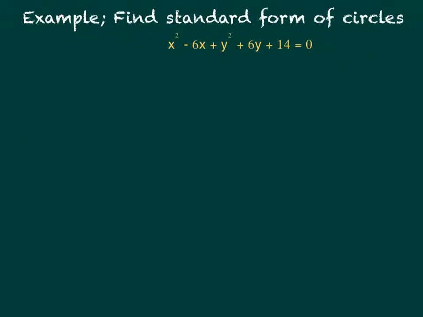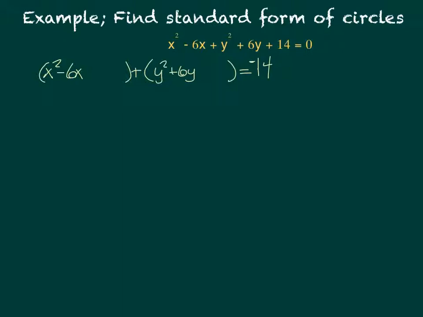In this next example, again, we want to find the standard form equation of the circle, but this time it's given to us in an expanded form. So what we need to do is start by grouping our x's and y's and get everything else on the other side of the equal sign. So if I group my x's, I have x squared minus 6x plus y squared plus 6y. And then get everything else on the other side, so I'm just subtracting the 14 over. I have minus 14.